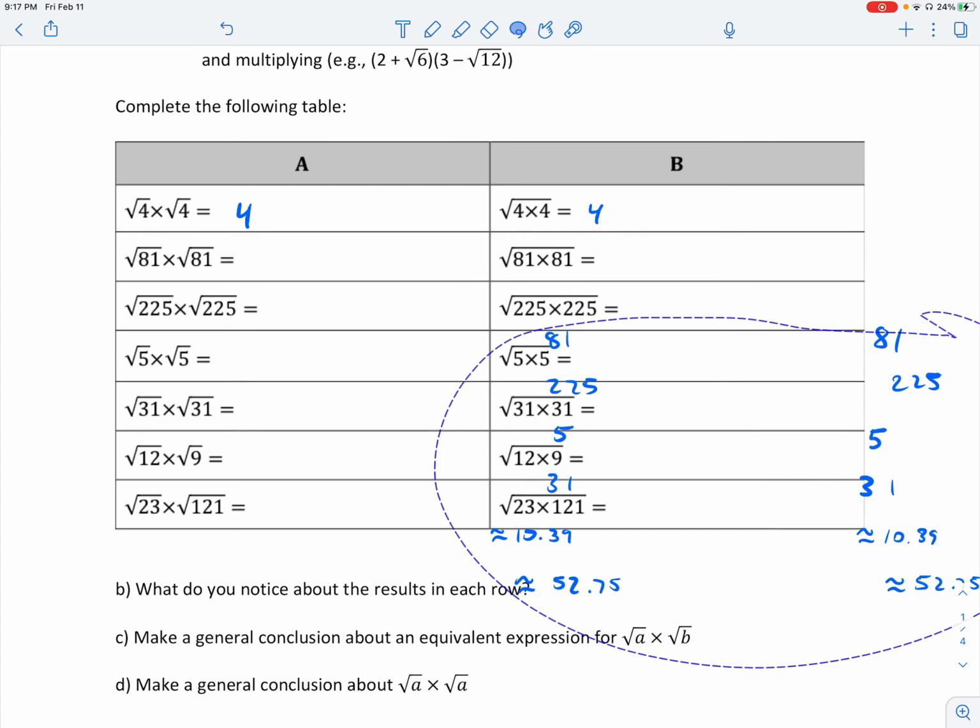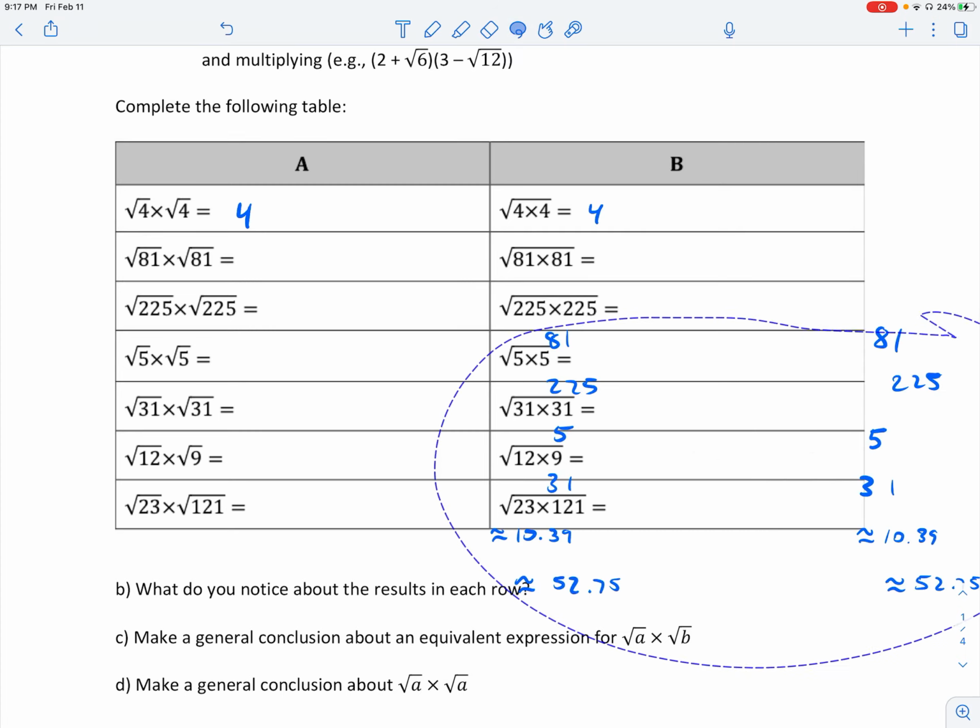You also might have noticed that whenever we multiply like radicals, like root 81 times root 81, we just get 81. It's like we drop the root. Another way to think about this is root 81 times root 81 is actually just root 81 squared. And when you square a root, that's undoing the process, and we're left with just 81. So we can make a conclusion: root A times root A, we're just going to drop the root, and we're going to be left with A.